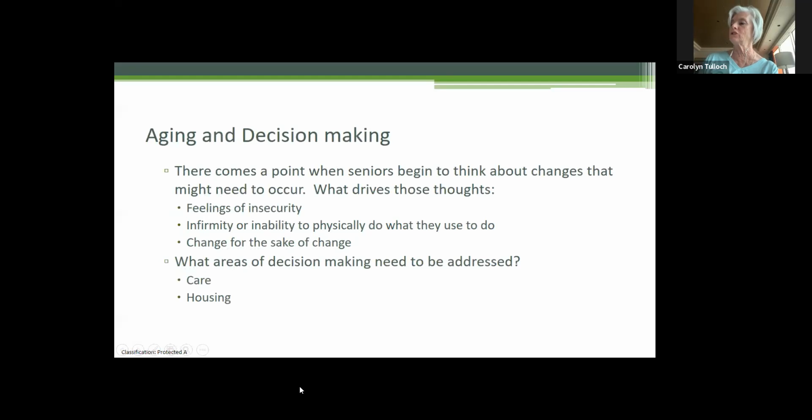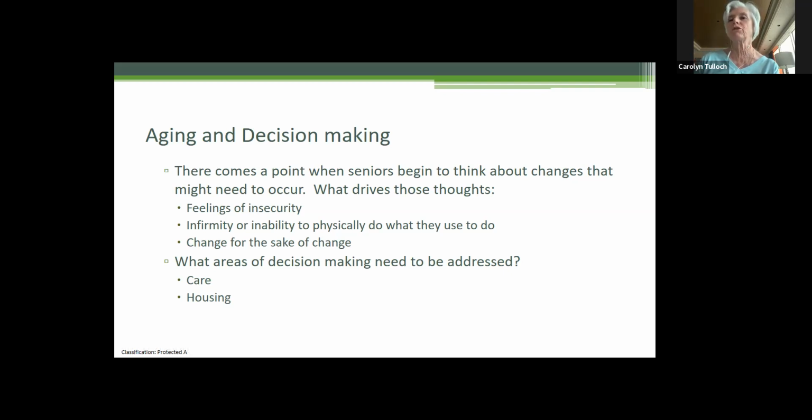So with regard to aging and decision-making, there comes a point when seniors begin to think about what they might need to do. These thoughts are quite often driven by feelings of perhaps insecurity. People don't really feel they're able to look after their own properties, either through infirmity or inability. Sometimes people just want change for the sake of change. I'm not sure what you have experienced, but I find that women seem more willing to make change than men will make change. So women seem to be advanced planners in this area.